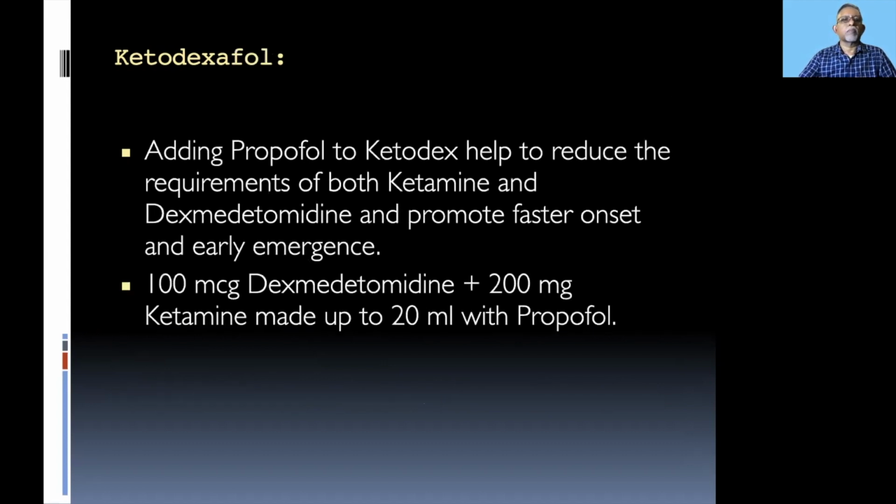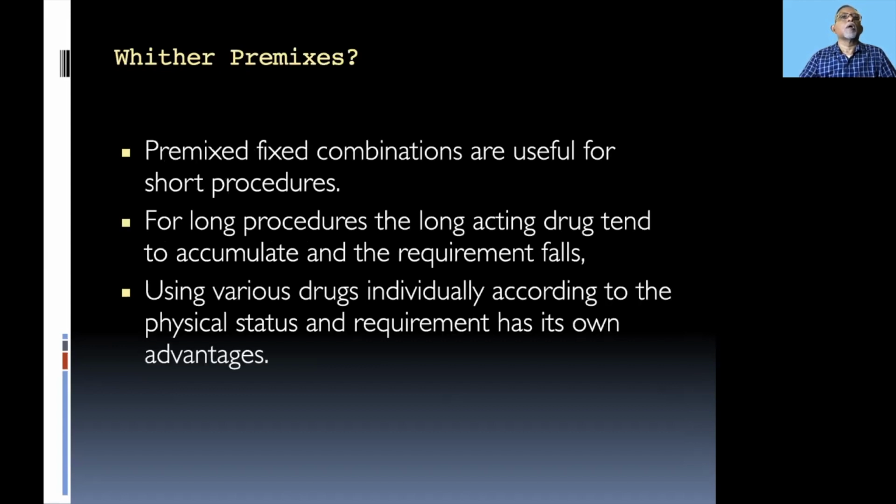Ketodexafol or KPD mix. Adding propofol to ketodex helps to reduce the requirements of both ketamine and dexmedetomidine and promotes faster onset and early emergence. 100 microgram of dexmedetomidine and 200 milligram of ketamine made up to 20 ml with propofol is a usual premix. Premixed fixed combinations are useful in short procedures only. During long procedures, long-acting drugs tend to accumulate and the requirement falls, whereas the propofol requirement is the same as it is disposed of faster.